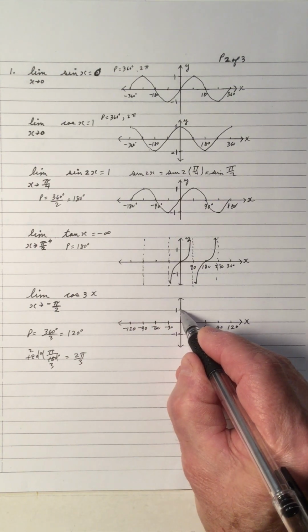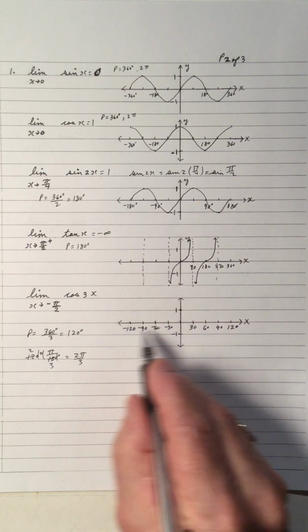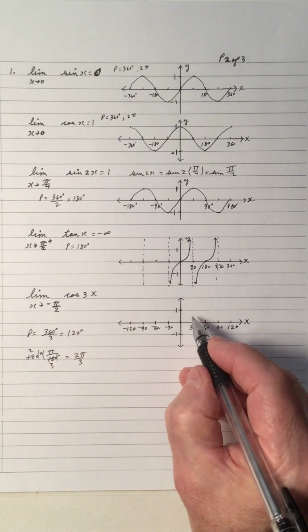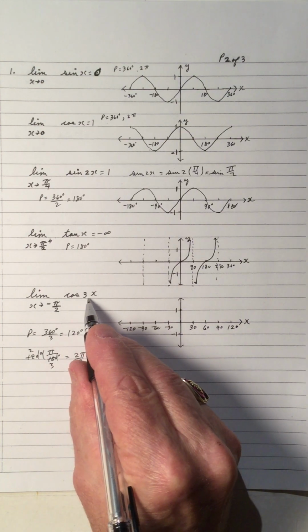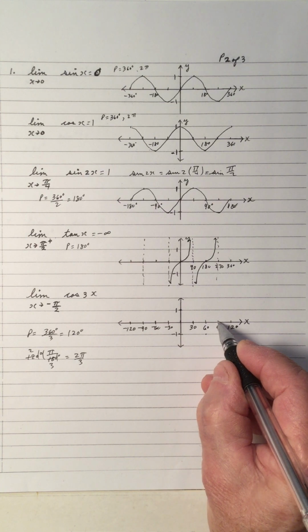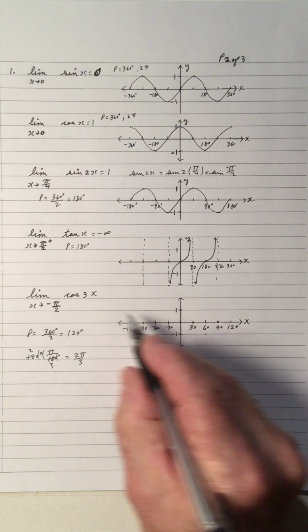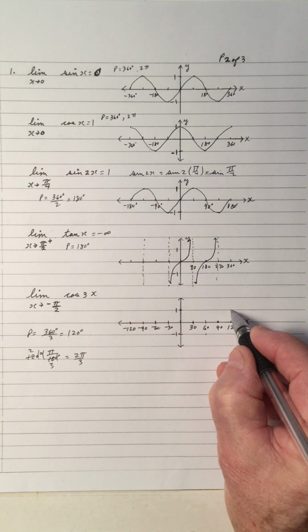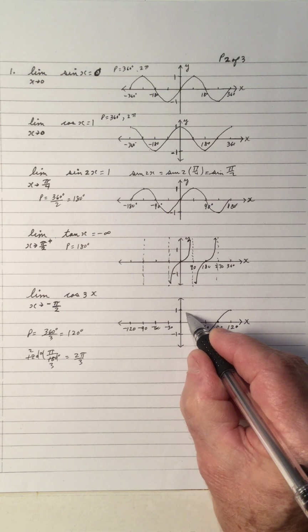So the cos graph of 0 is 1. If you put 30, 3 times 30 is 90. The cos of 90 is 0. Put 60 in, you get 180. The cos of 180 is negative 1. 90, 3 90s is 270, which is a 0. And 120 times 3 is 360, which is a 1. So this is the cos graph doing this.